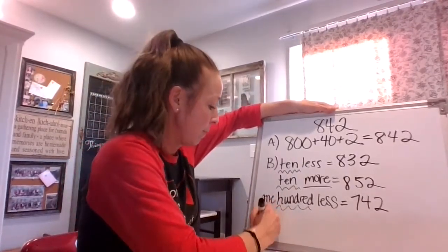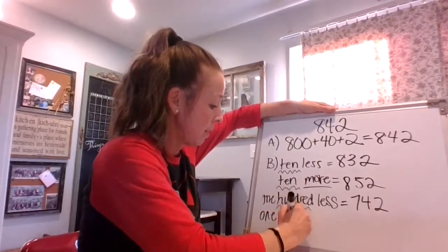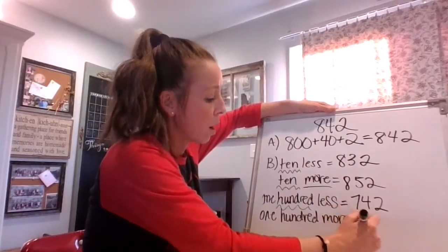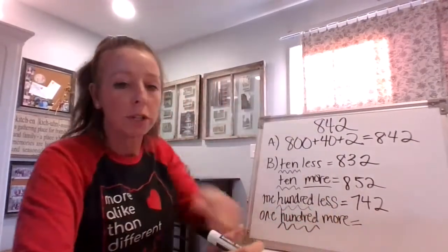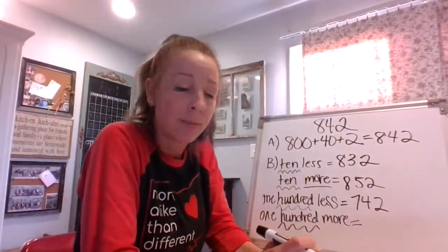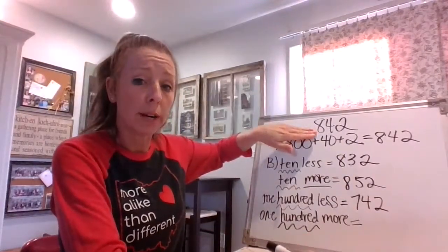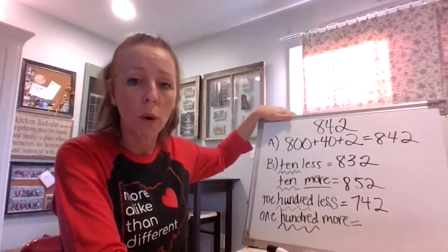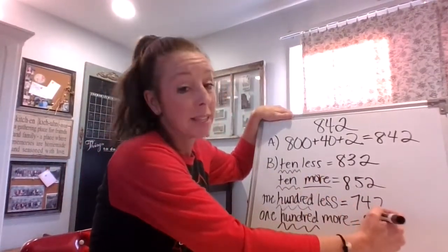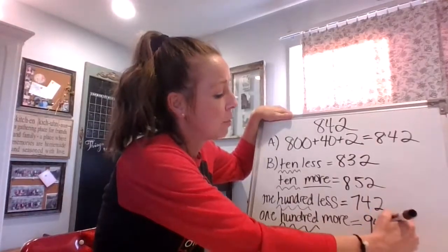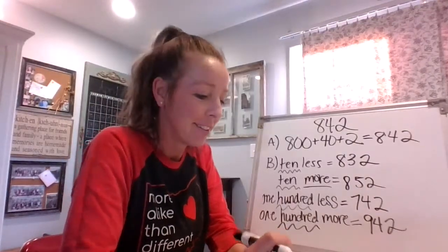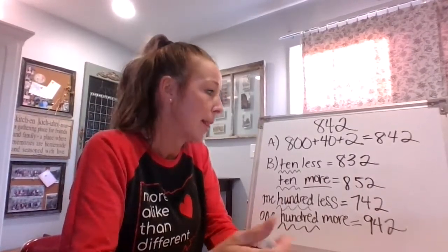All right. I think you know what's next. 100 more. I'm still only looking at the hundreds place, except now it's more, greater than, bigger. So if I'm at 800 and I want to go 100 more, where am I going? 900. Tens place and ones place stay the same. 942. Very good.